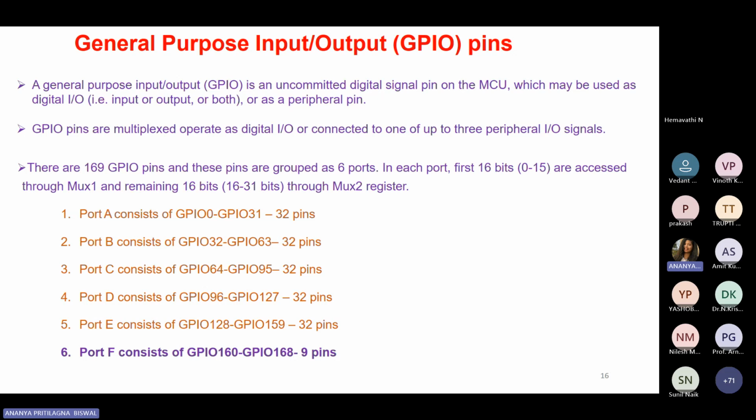Port A consists of GPIO 0 to GPIO 31, 32 pins. Port B consists of GPIO 32 to 63, 32 pins. Port C consists of 64 to 95, 32 pins. Port D, GPIO 96 to GPIO 127, 32 pins. Similarly, port E, GPIO 128 to GPIO 159, 32 pins. And the last port consists of only 9 pins.